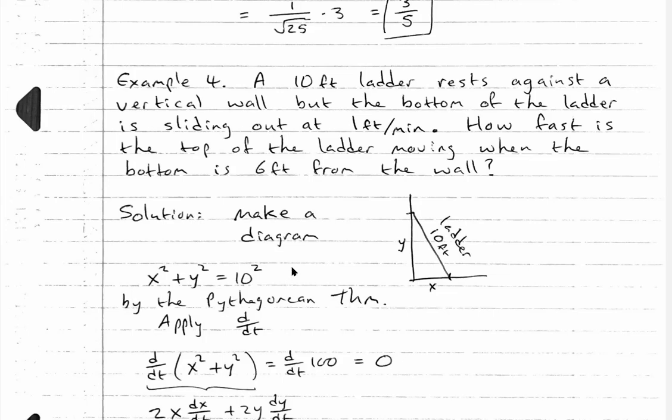For this one we had to come up with our own equation from the question. But often these types of questions have a right angle triangle, so just remember the Pythagorean theorem. Okay, and then hit both sides with d/dt to find the related rates.